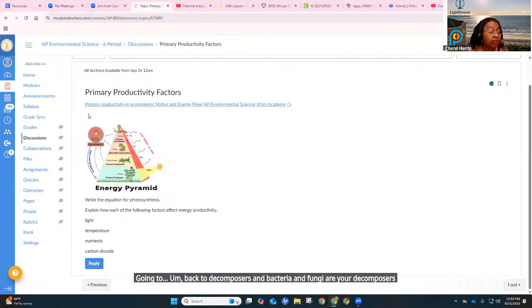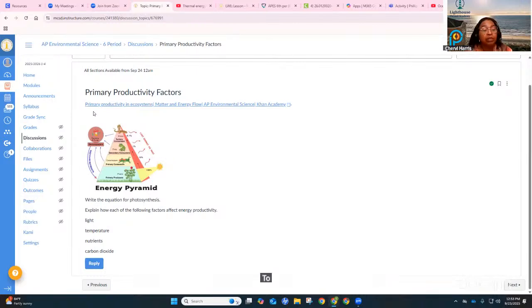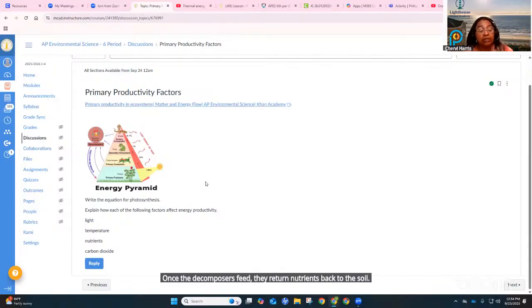So every level contributes as a food source for bacteria and fungi, which are your decomposers. Once the decomposers feed, they return nutrients back to the soil. So that's how that cycle works.